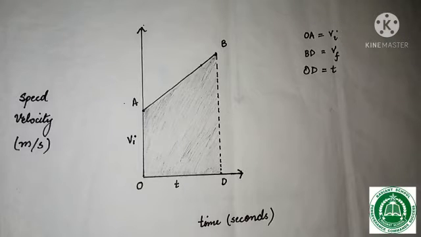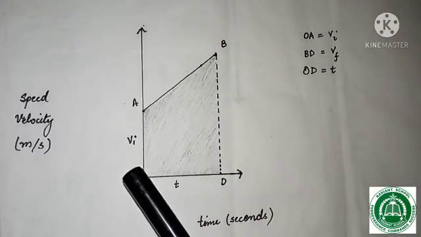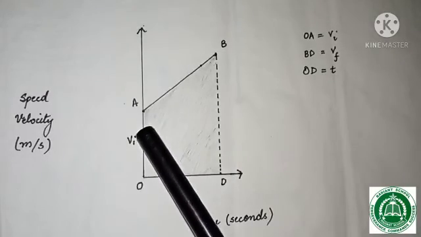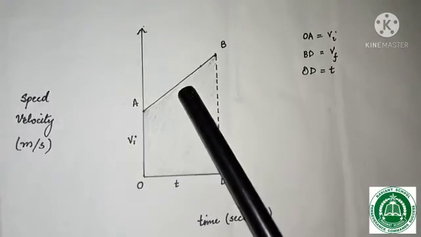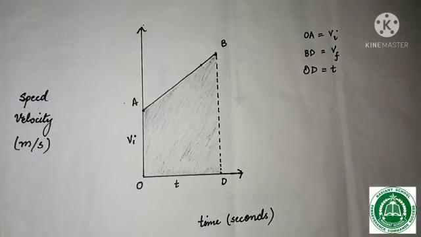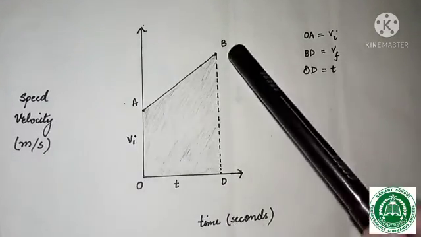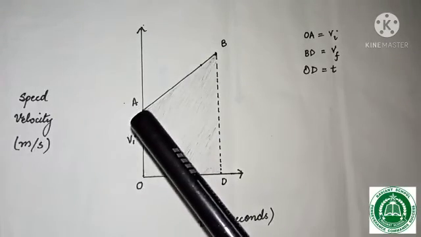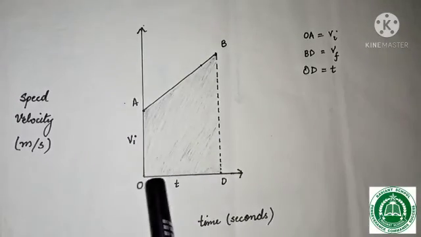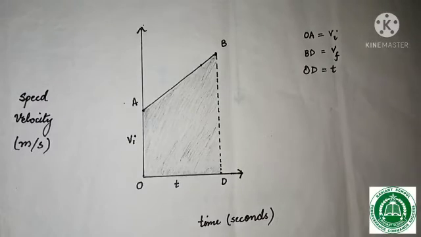Okay children, if you look at this particular diagram OABD, according to its dimensions, this is a trapezium. What is a trapezium? A trapezium is a figure having two sides parallel and two sides not parallel to each other. I repeat my words. What is a trapezium? A trapezium has two sides parallel, like OA and BD are parallel over here, and two sides are not parallel to each other. AB and OD are not parallel to each other. So over here I can say that this is a trapezium.